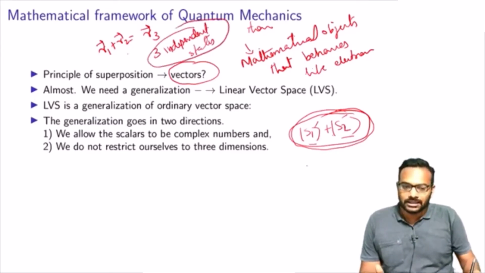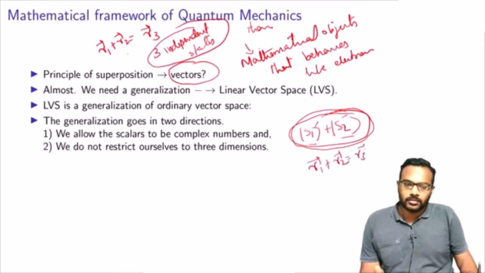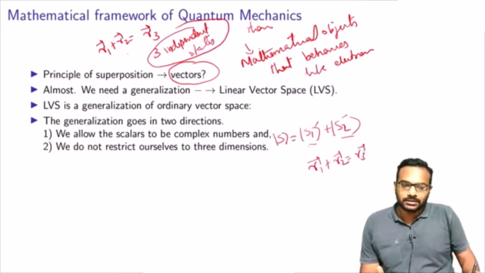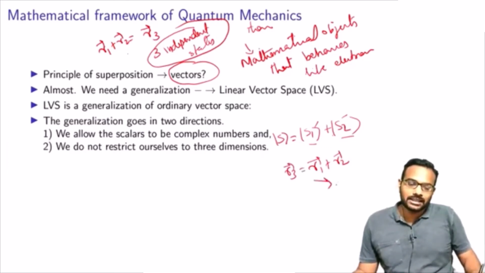This sounds like vectors and this is a good guess. This is one state. So you see that the behavior is very similar, but we cannot choose this because at most it can have only three independent vectors.